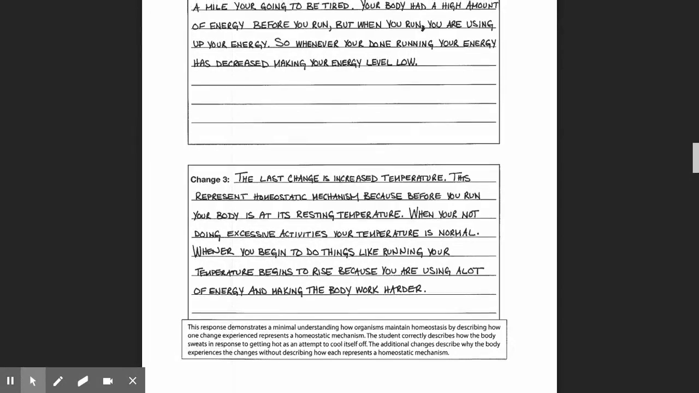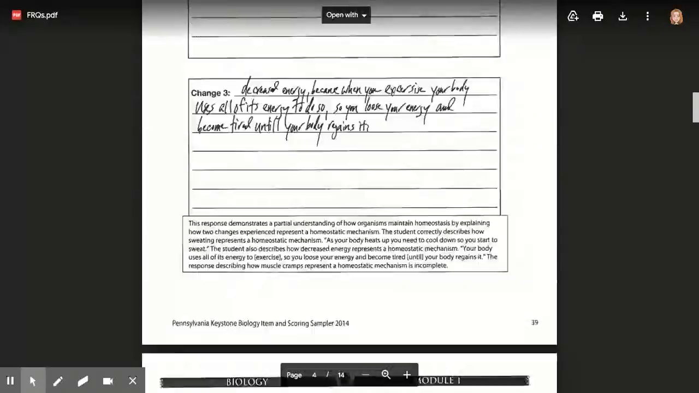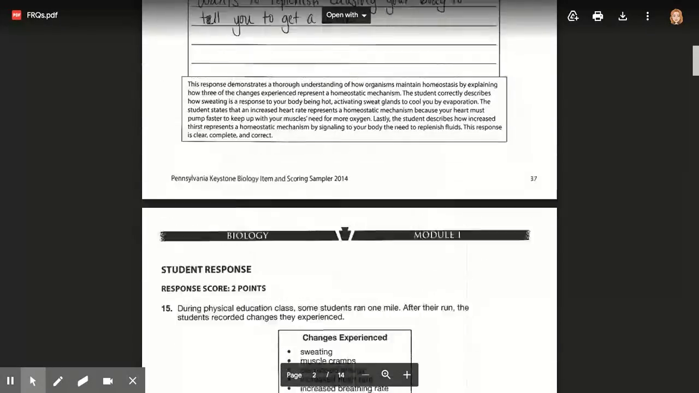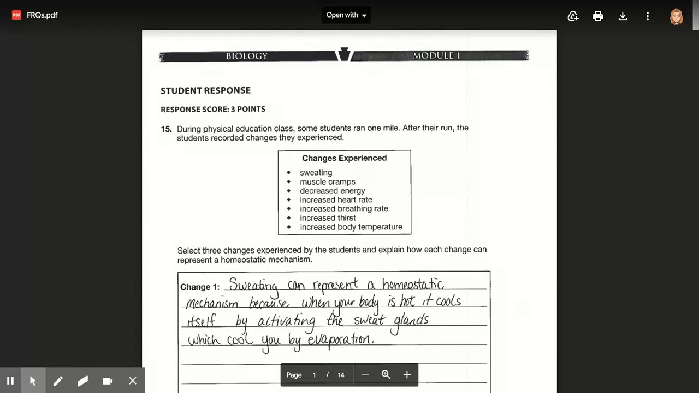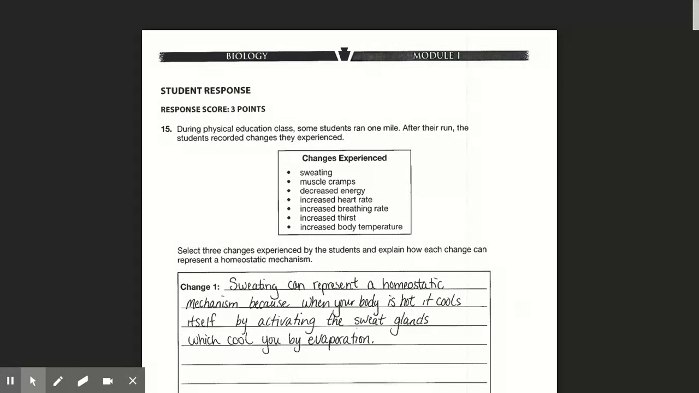So as you're reading over these, and I just want to talk you through this, but as you're reading over these examples of free response questions, keep that in mind. Okay, you don't have to write a lot. You just need to clearly state and make those connections.